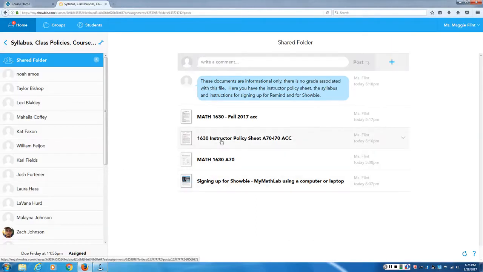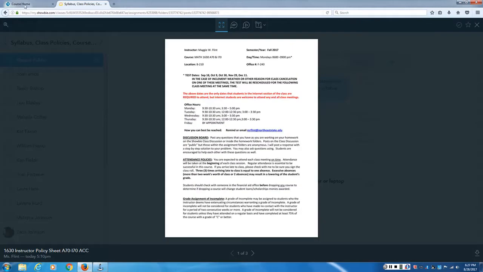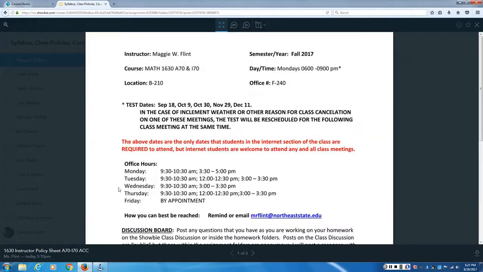And then there is the instructor policy sheet. I wanted to bring this up while everybody's here because there is a minor adjustment that I hope will still work for everybody as far as exams. When they put in the exam dates, they only put in 4. We don't have 4 exams, we have 5.